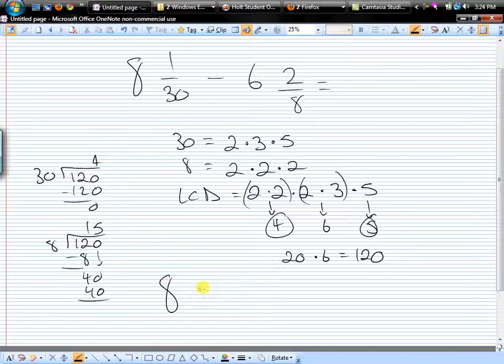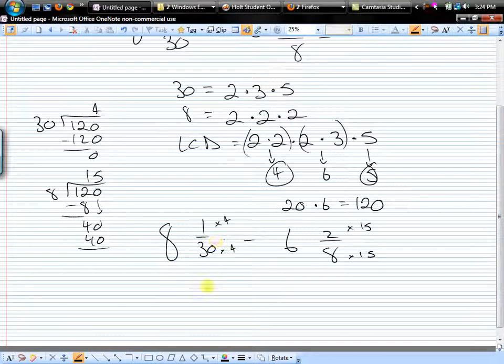So I'll do 8 and 1 over 30 minus 6 and 2 over 8. What I'm going to have to do is multiply this by 4 and this by 4. And I'm going to have to multiply this by 15 and this by 15. When I finish my multiplication, I get 8 and 4 over 120 minus 6 and 30 over 120.